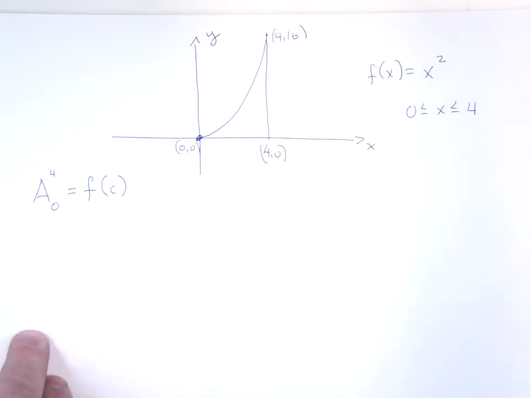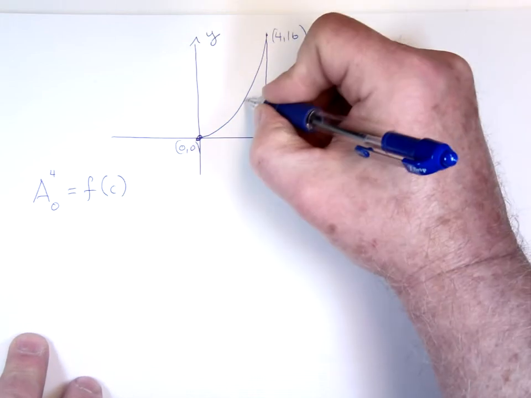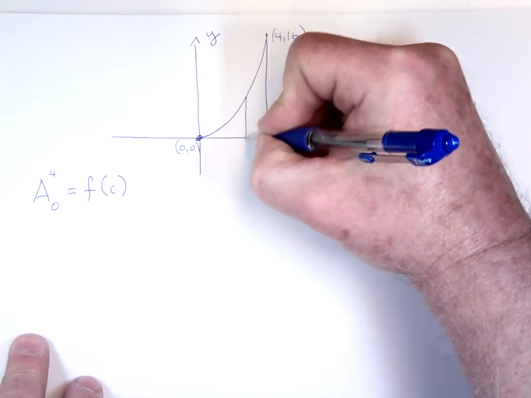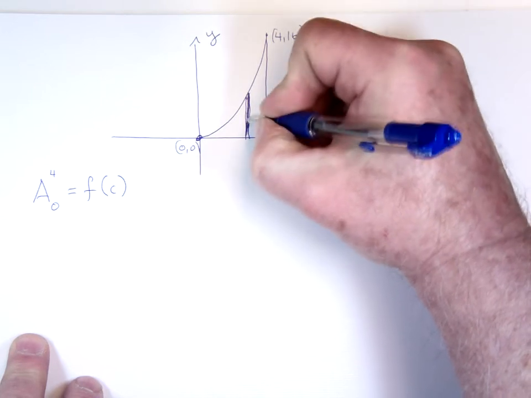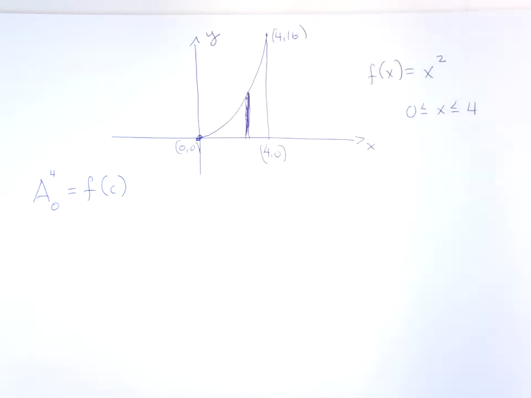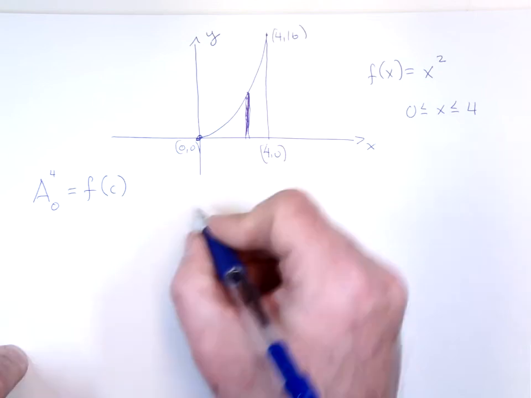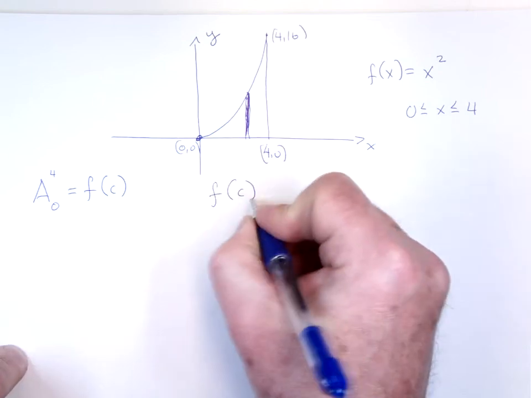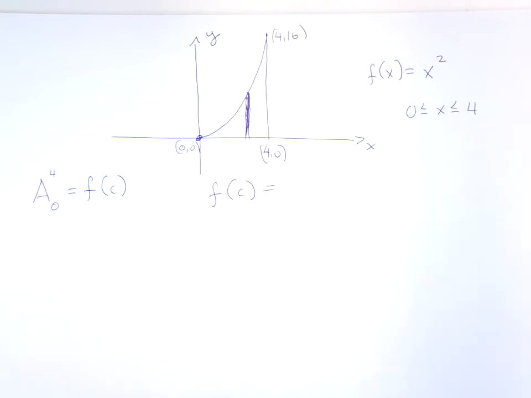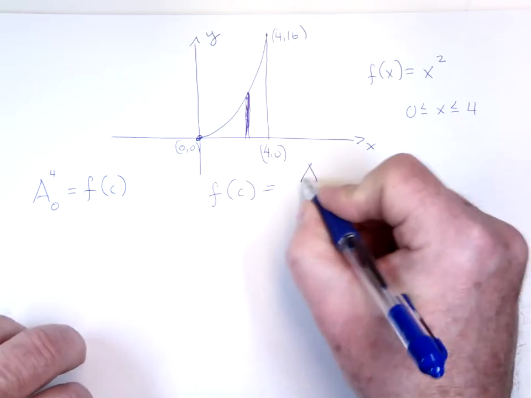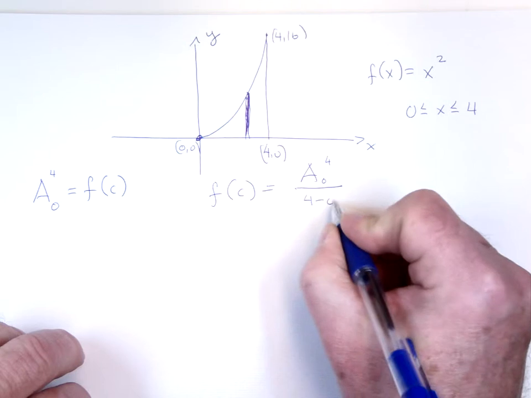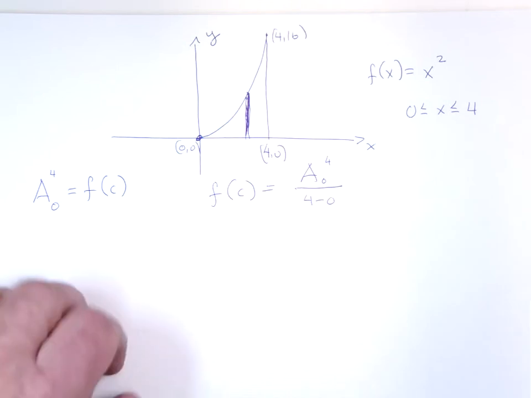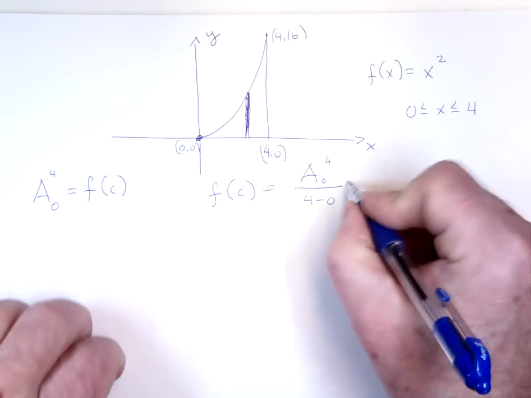Well, let's take a look here. The c value will be in here somewhere. So how do we find this c? Well, f of c is going to equal, just what we did, the area divided by b minus a. How do you find the area under this curve?